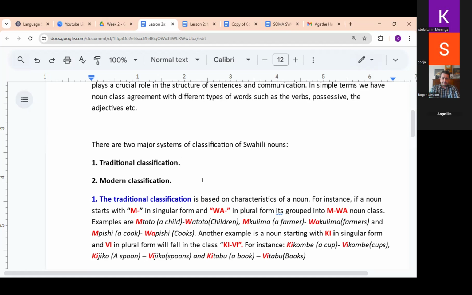For example, in the traditional classification, the word daktari was classified into a class called the ji-ma class, because the plural is madaktari, and dereva, the plural is madereva. But there was some conflict when it came to verb agreement, because nouns in the ji-ma class agree with li in singular form and ya in plural form with the verbs.